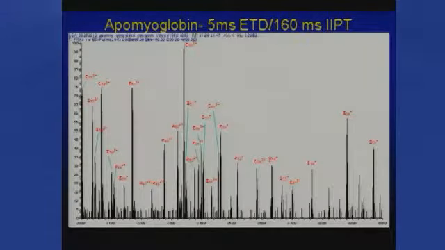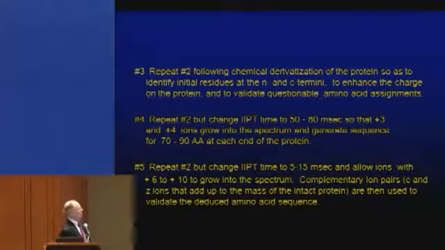Okay, so where are we now? That's the end of the scale. Okay. So now let's solve this. First, let's solve that problem about not being able to see the last amino acids and the first amino acids. So we can really do Edman. We've got to find those. So we're going to repeat that experiment, but we're going to derivatize the proteins so we can identify those initial residues at the N and C terminus.